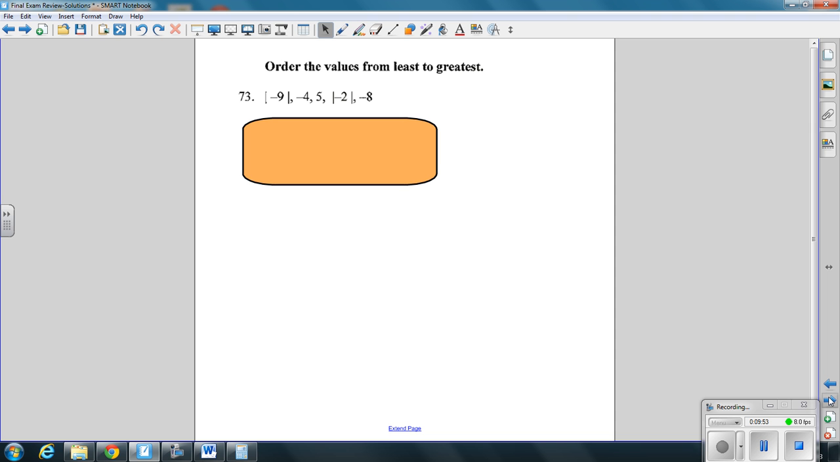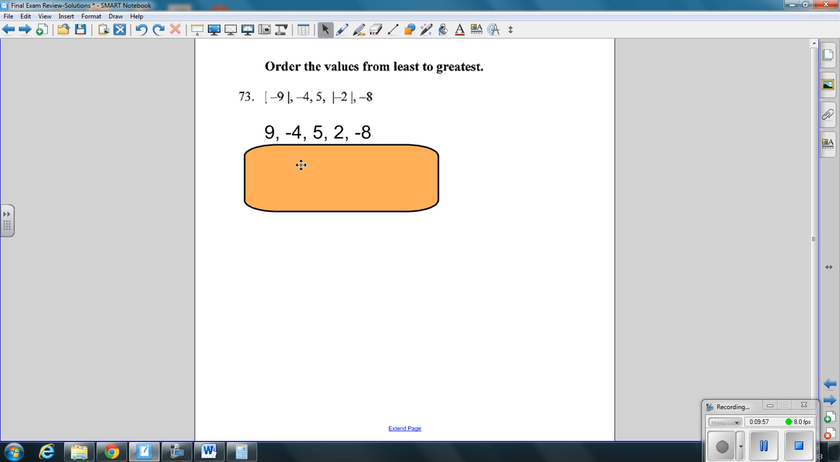73, compare the values from least to greatest. Just like we spoke about, we need to make sure we take the absolute value first. So the absolute value of negative 9 is 9. Negative 4 stays as negative 4. 5 stays as 5. The absolute value of negative 2 is 2, and negative 8 is negative 8. So in this problem, I have two negative numbers, negative 4 and negative 8. So what I need to make sure is that the smallest negative is farthest left.